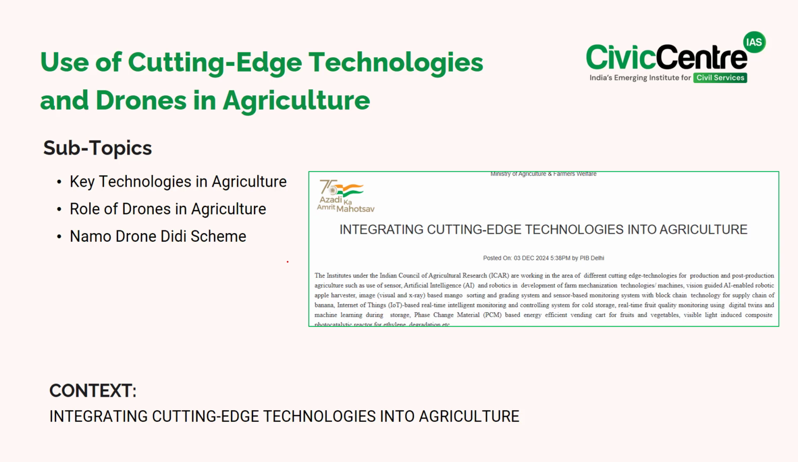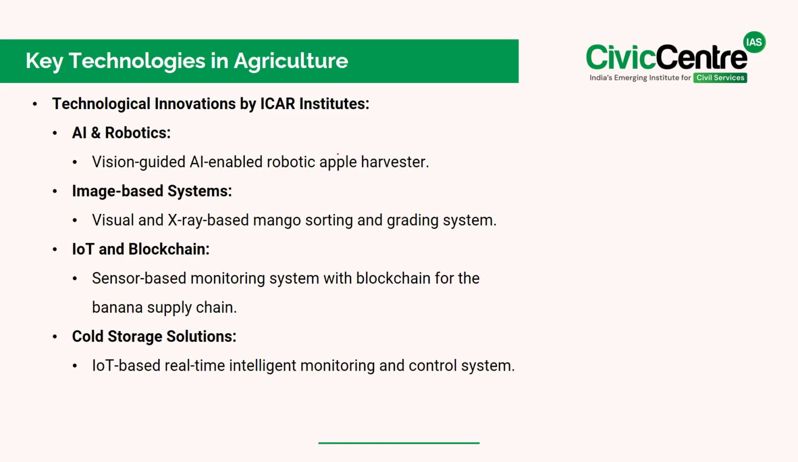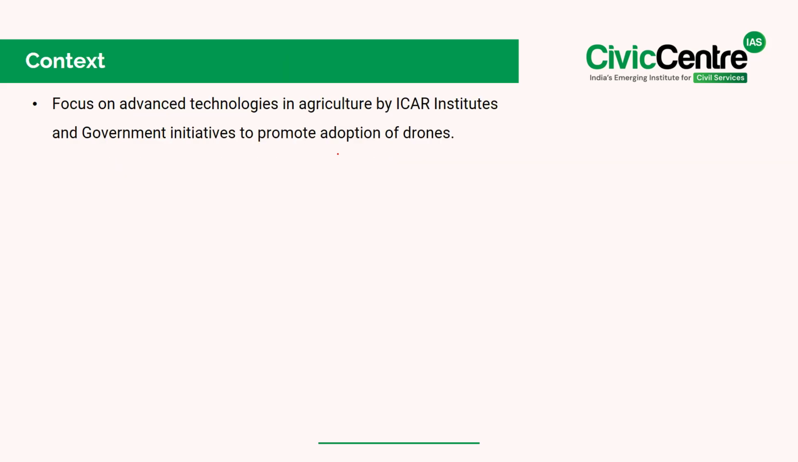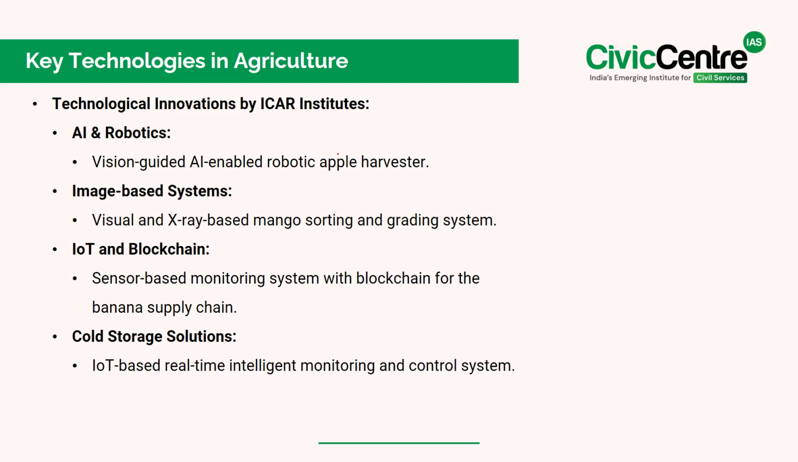The next article says that the institutes under the Indian Council of Agricultural Research are working in the area of different cutting-edge technologies for the production and post-production agriculture technologies. In this context, we'll just have a brief touch upon all these things. So, the focus on advanced technology in agriculture by the ICAR institutes and government initiatives is to promote the adoption of drones.